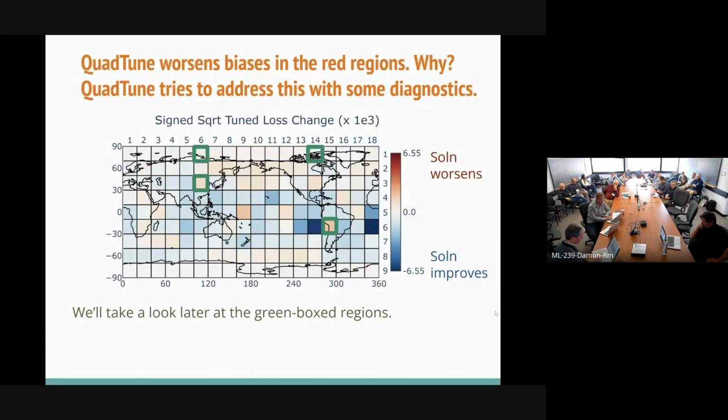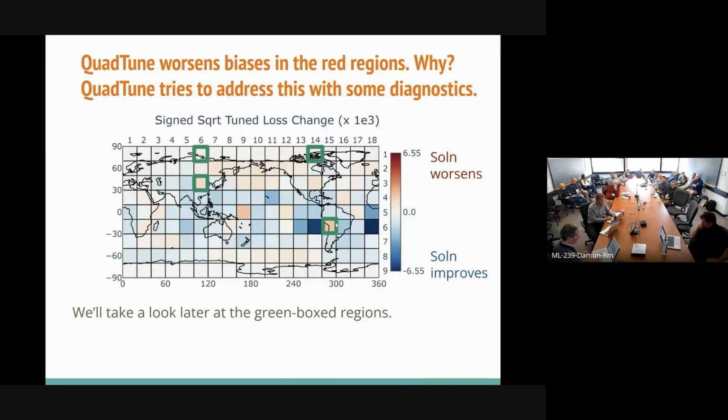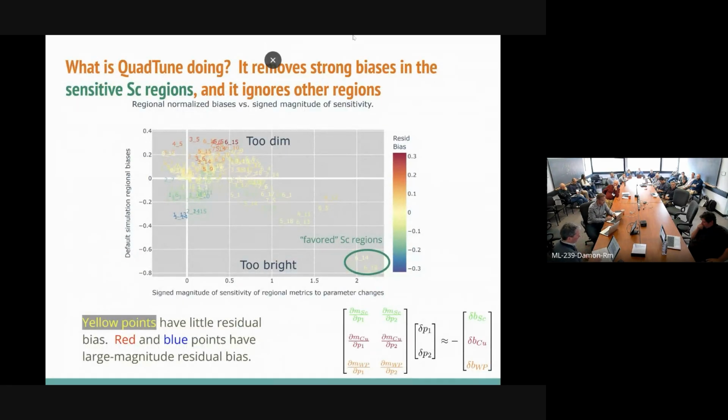So, okay, QuadTune helps reduce the biases in the stratocumulus regions, but there are other regions, these red regions, where actually the bias gets worse. And so we want to explore why that is. QuadTune adds some diagnostics to try and give some intuition. Okay, so that brings up the question of what is QuadTune doing?